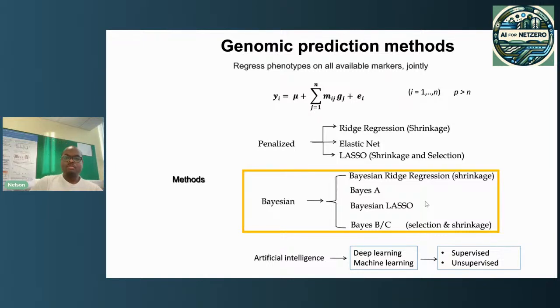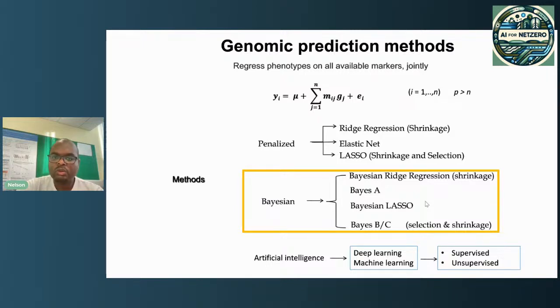All these methods are based on the fact that we have P greater than N, meaning that the molecular markers generated during genomic prediction are way more than the number of individuals. So you could have 20,000 markers or even 100,000 markers, but the training population has only about 100 or 200 individuals.